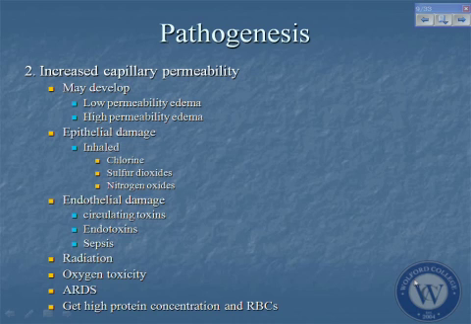Endothelial cell damage causes circulating toxins as well, and the endotoxin damage is much more severe. Radiation can also cause a very significant capillary permeability to take place. High levels of oxygen for prolonged periods of time can also induce this kind of issue. And ARDS and high protein concentrations in red blood cells can lead to this problem as well.